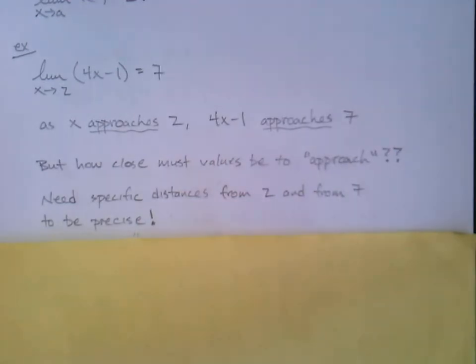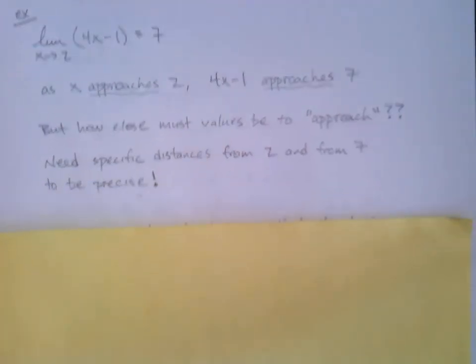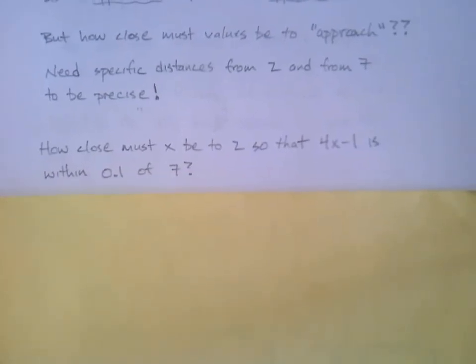Or the same thing with 7. If you get within a certain distance specified beforehand, then we'll all agree that that's as close as you need to get. So we need specific numbers, distances, from these two values, 2 and 7. So let me show you what that looks like. I'll pick a number, a distance. Again, we're just building our way up to the precise definition of a limit. We still have a lot to talk about, a ways to go before I tell you what that definition is. We're just working up to it.